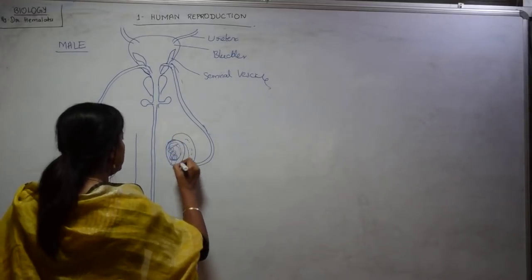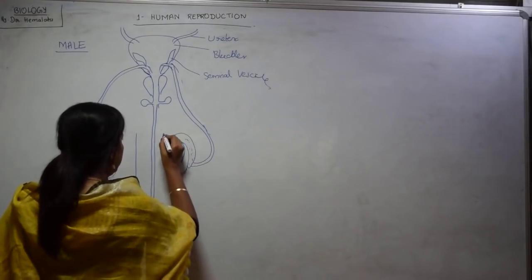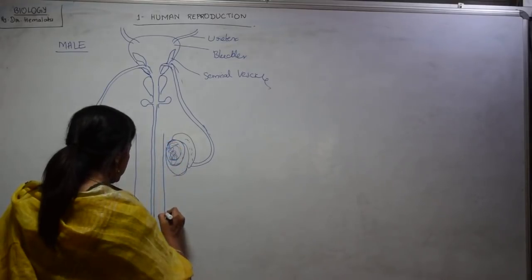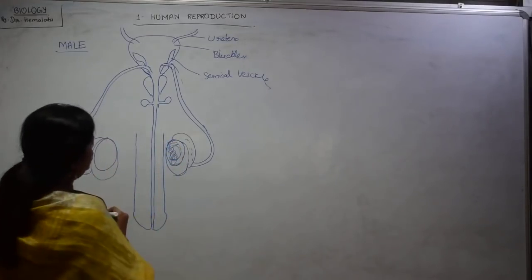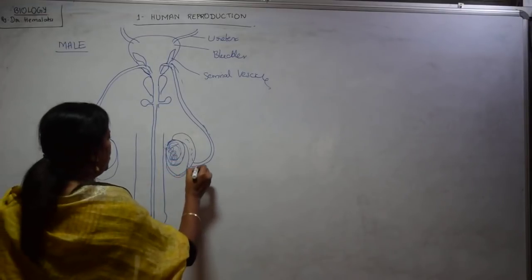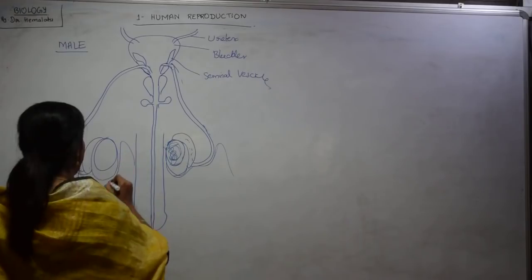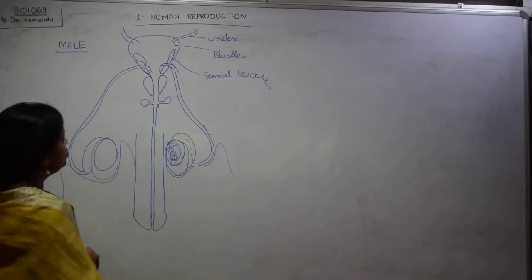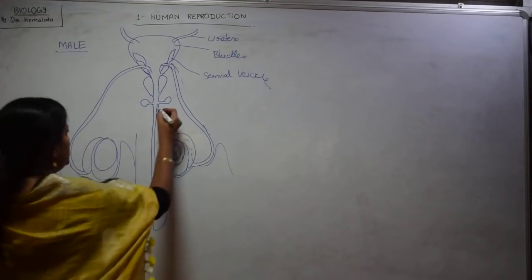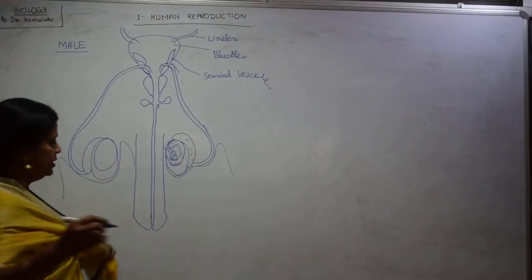Okay, let me draw this aside a bit. So this is the penis structure, right? Here is the body cavity. Like this. So this is the male reproductive system. So let us label all these parts.